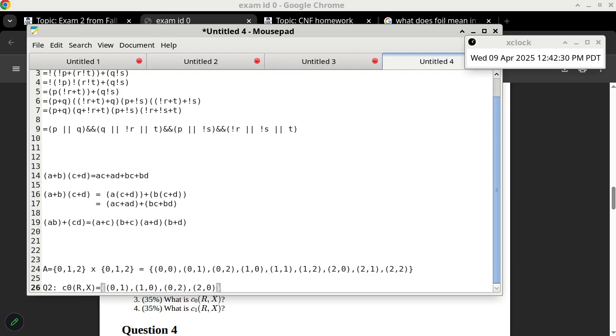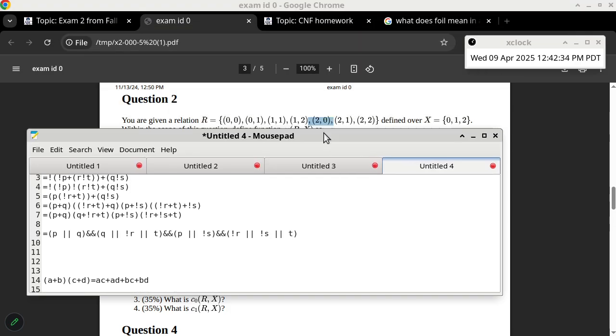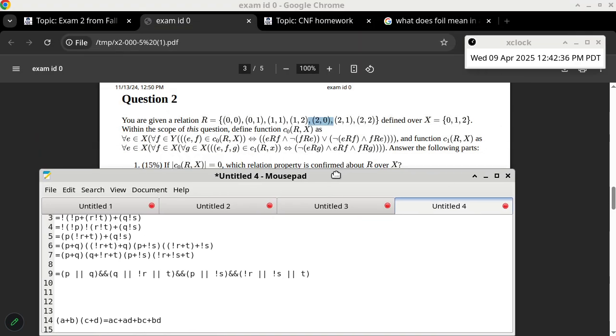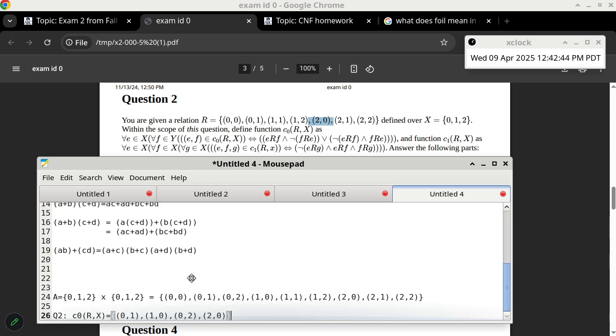Are we doing okay so far with C0? Let me see if I can arrange everything so you can see both. There we go. Okay. So you can now see the definition of C0, and you can also see the actual answer of what C0 is going to return. Are we good so far? Yes? No? Okay. All right.